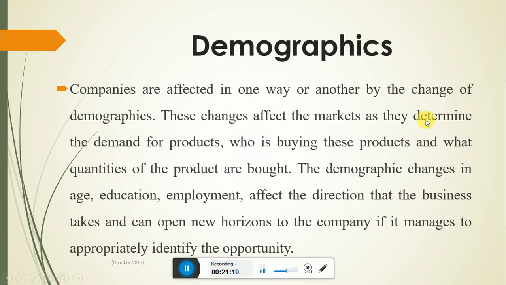So now the next one: demographics. I think you have studied the STP strategy: segmentation, targeting, and positioning. You might have studied this in marketing, I'm sure. Demographic change affects the market as it determines demand for a product, who is buying this product, and what quantities of the product are bought.